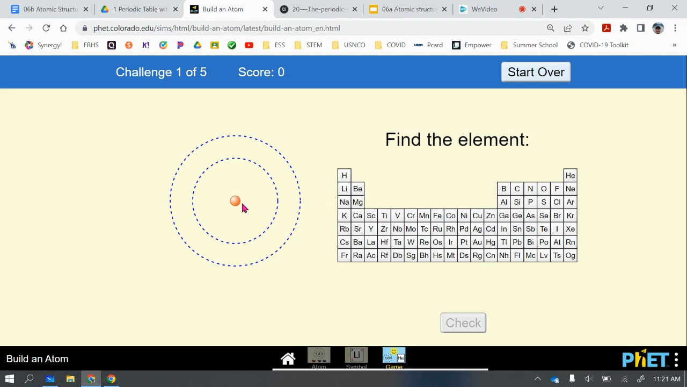So to start off, really easy. This is an element that just has 1 proton. We know that that would be hydrogen. So we click on hydrogen, and now it's asking, is it neutral or an ion? So we have to think, does it have the same amount of electrons and protons? It doesn't have any electrons here. And so we have 1 positive charge, no negative charges. This must be an ion, right?